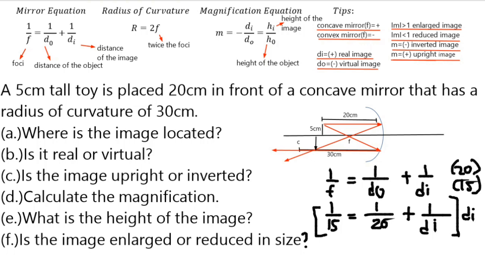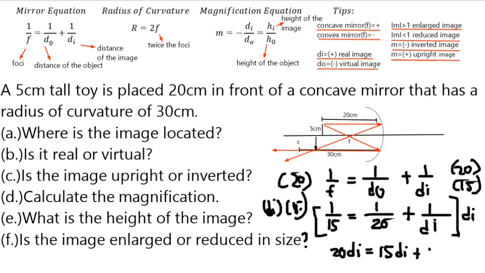So now 15, and now what we're going to do is just distribute this. What we will get here is 20 d_i. The 20 will cancel, so we get 15 d_i. And then d_i will cancel here, so we will get 20 times 15. 20 times 2 times 15 is 30, so just add those zeros and we get 300.